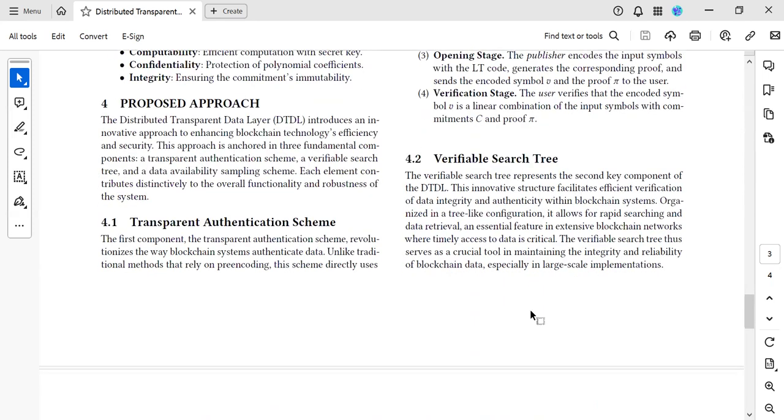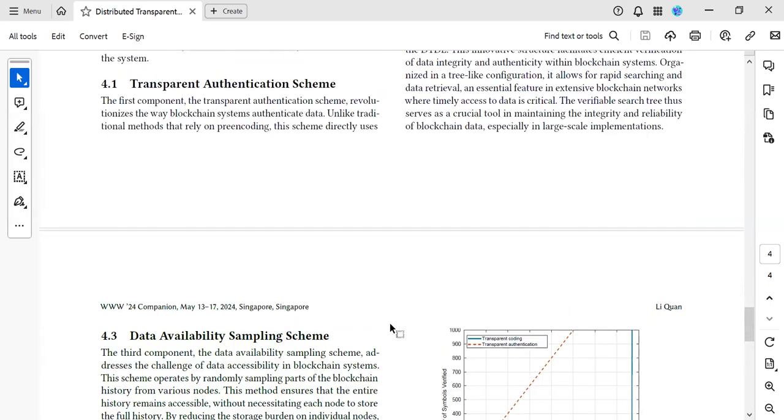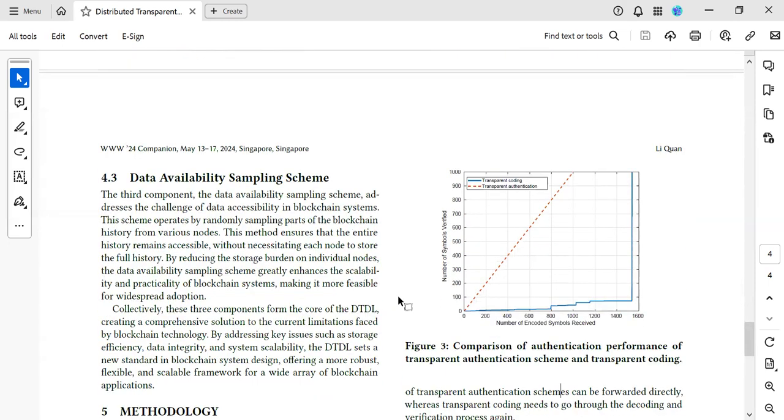Then we use the homomorphic feature of the KZG commitments combined with the LT codes to achieve very efficient authentication. And then we have the verifiable search tree, which can be achieved with our optimized comparison proof based on the range proof.